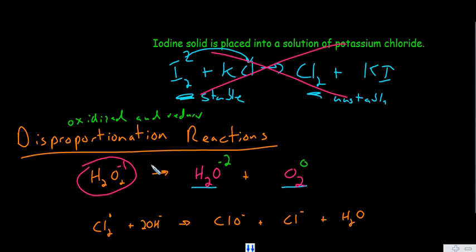As another example, Cl2 reacts with hydroxide. Cl2 went from 0 to -1 or to +1. All right, thanks for watching, guys.